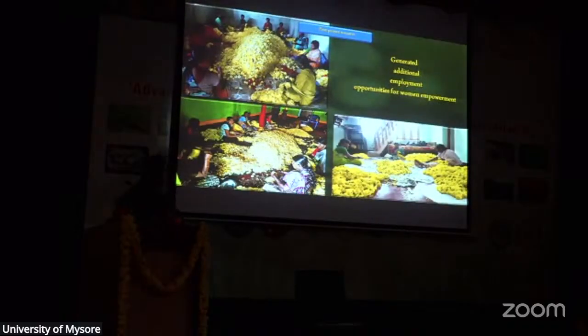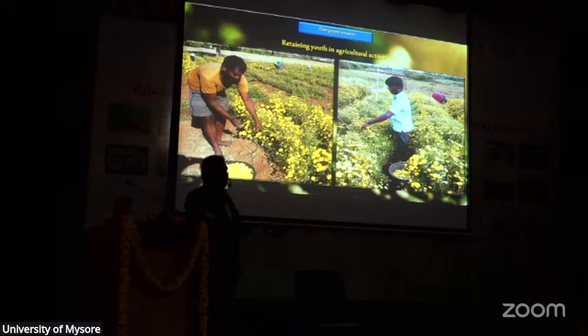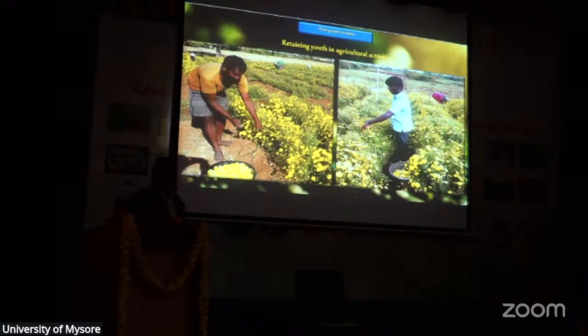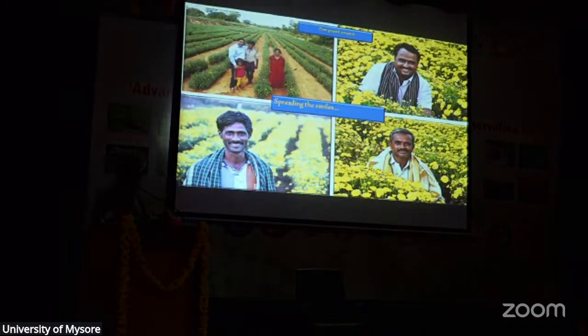We generated additional employment opportunities for women's empowerment, and we caused the reverse migration of youths who had gone for menial jobs in nearby cities. They all returned and became employers, with at least a minimum of 10 employees they could employ every day for harvesting and dyeing. And we brought smiles to the faces of these farmers.